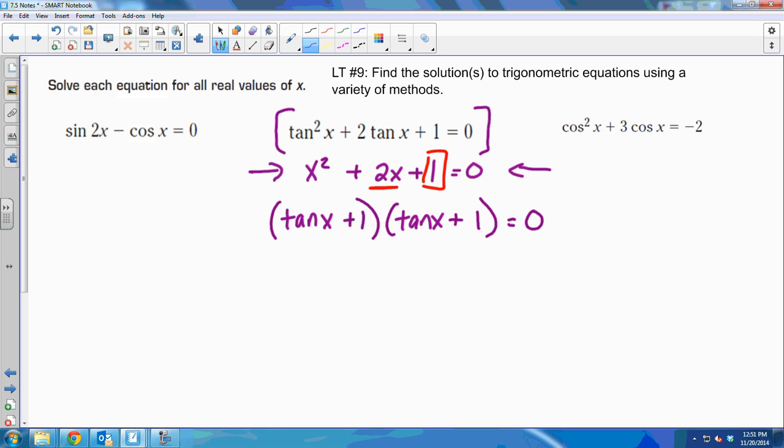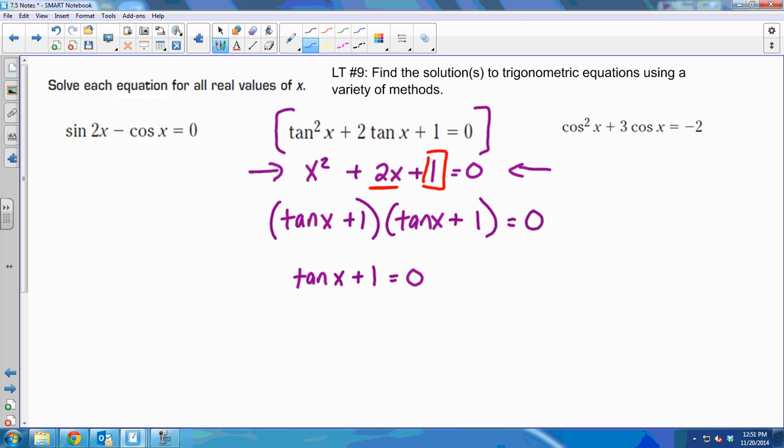You have two of the same factors, though. So I need to set both of them equal to 0? Do I need to do that? No, just one. That's fine. Since they're both the same, you only get one answer. I put the tangents back in because the original question has tangent, so they have to be there.